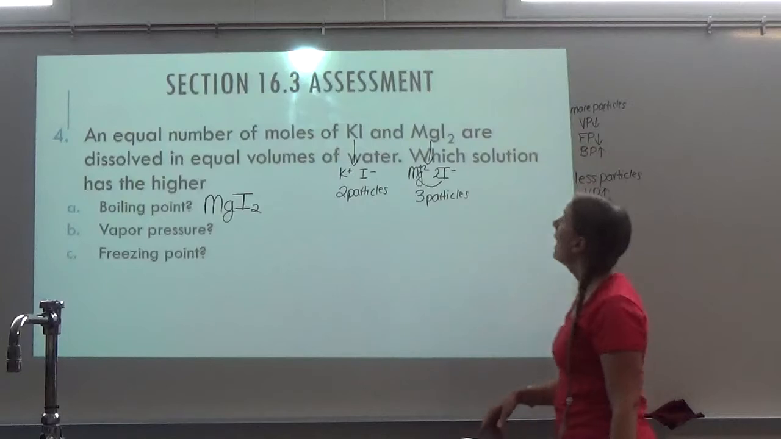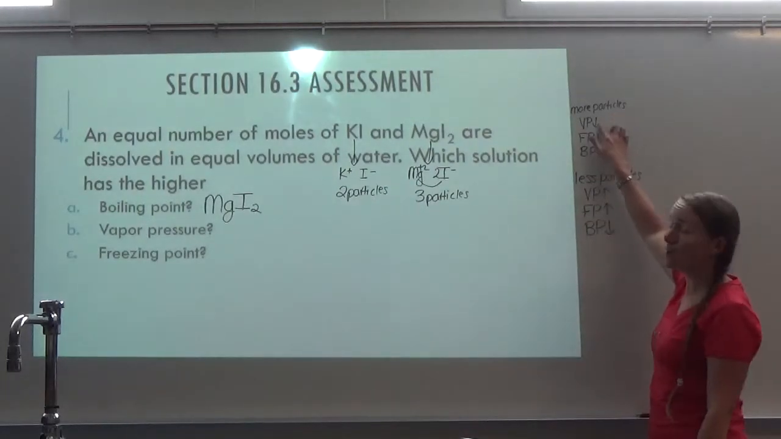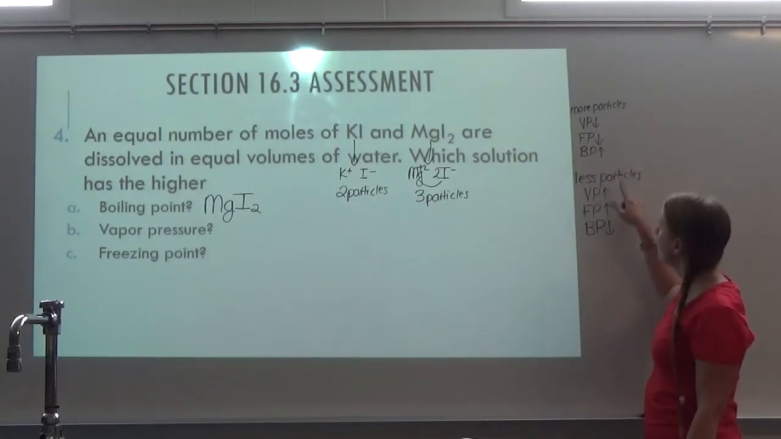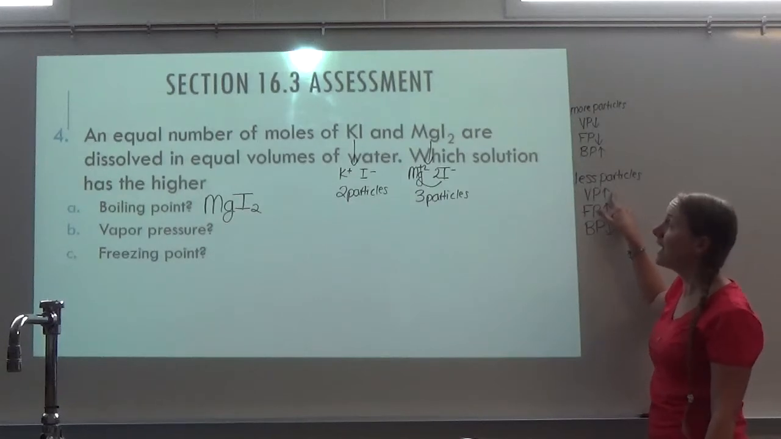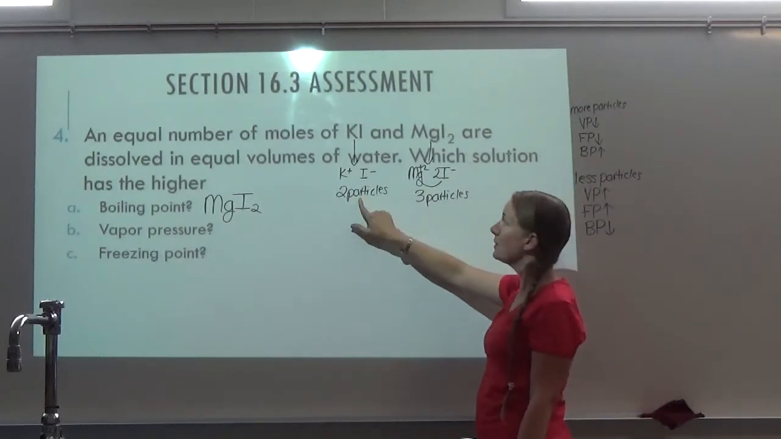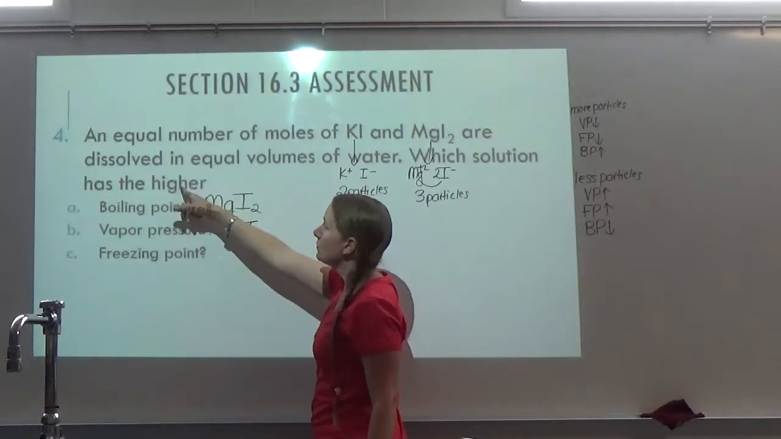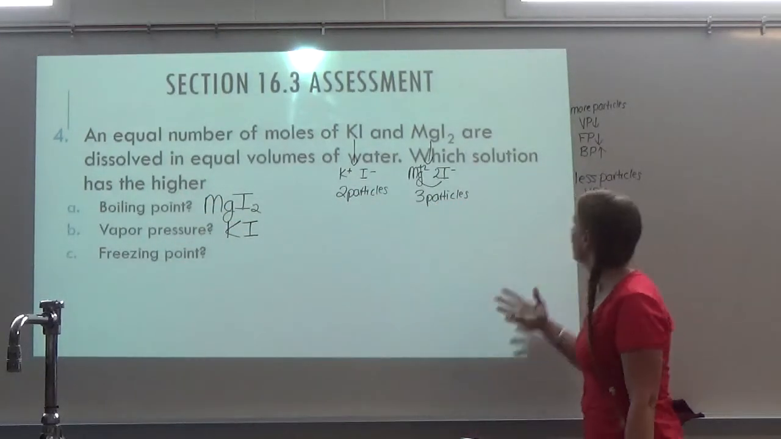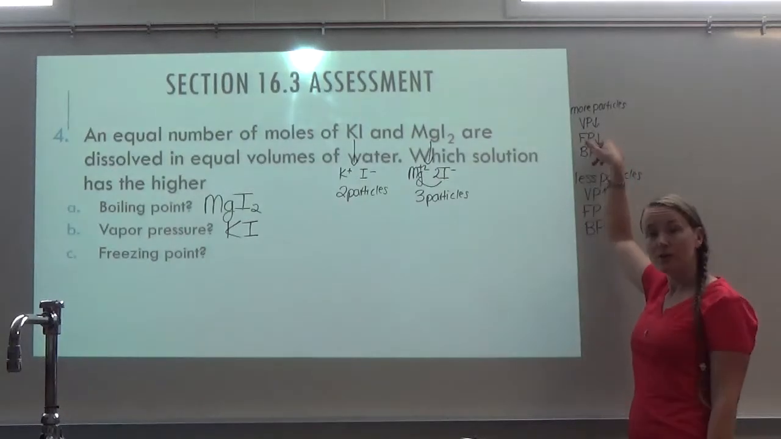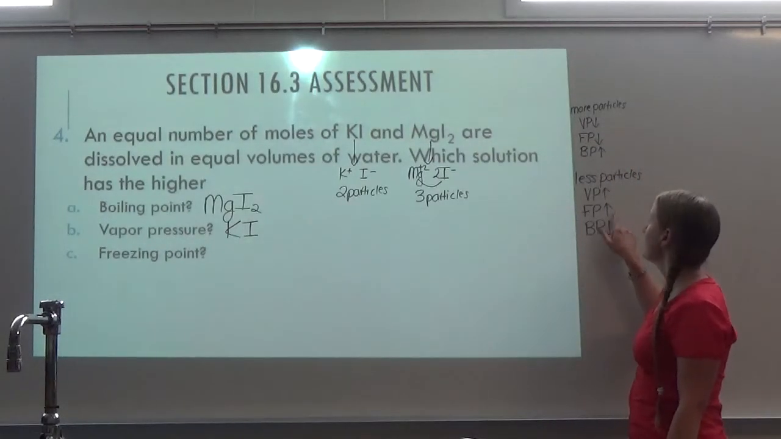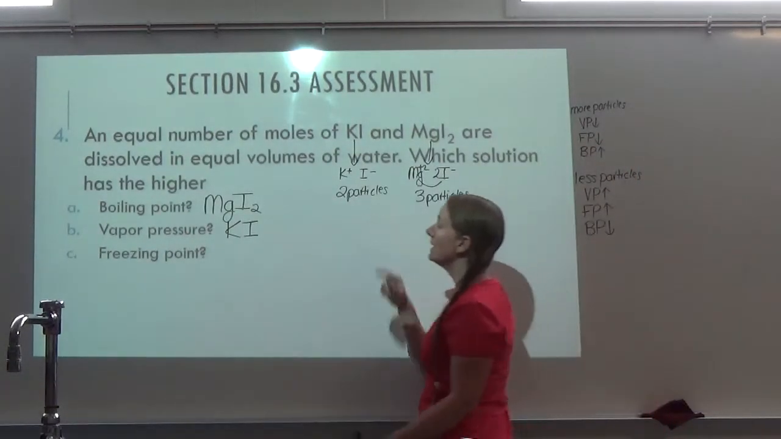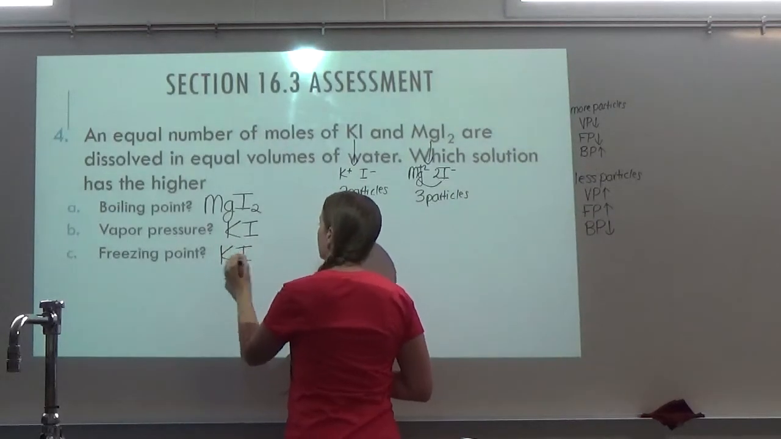Which one has the higher vapor pressure? Well, with more particles, that's a lower vapor pressure. With less particles, that's the higher vapor pressure. So who has less particles? It is KI. And which one has the higher freezing point? Well, with more particles, freezing point goes down. So with less particles, that would have the higher freezing point. And again, KI has less particles.